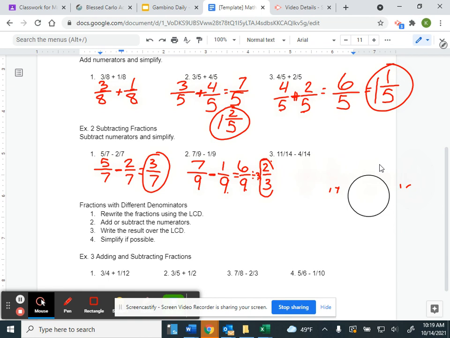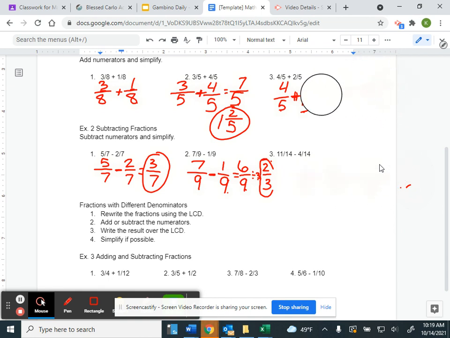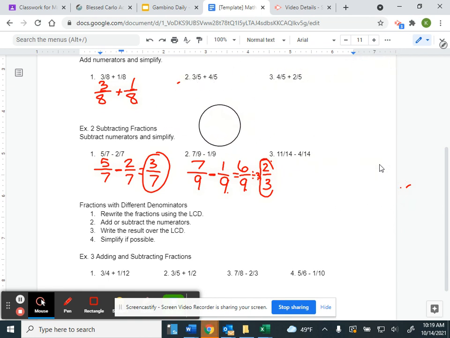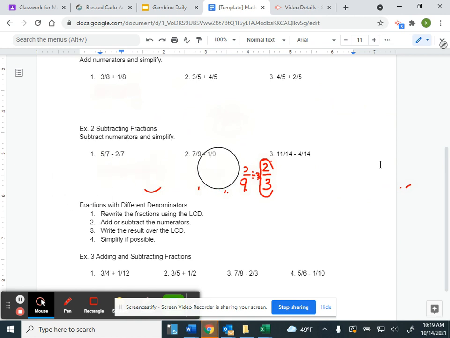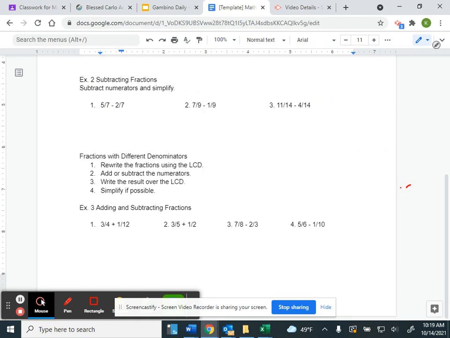On the bottom of the binder sheet is our uncommon different denominators. So that's where we really have to do that step 1. So let's look at our first one. 3/4 plus 1/12.